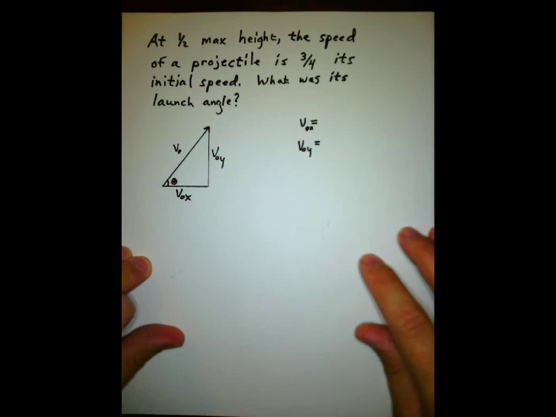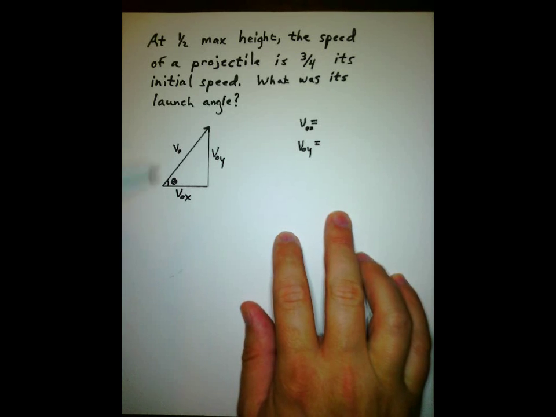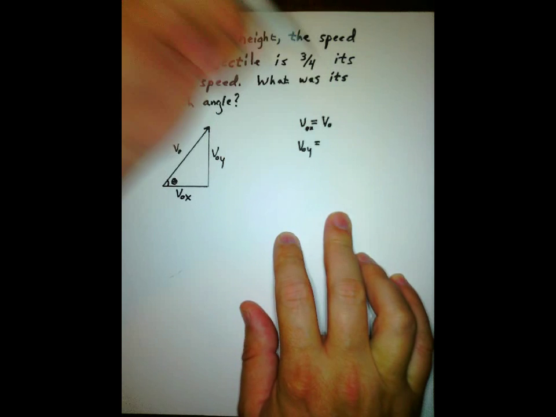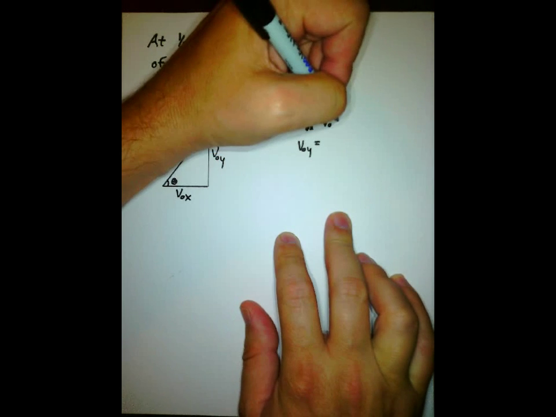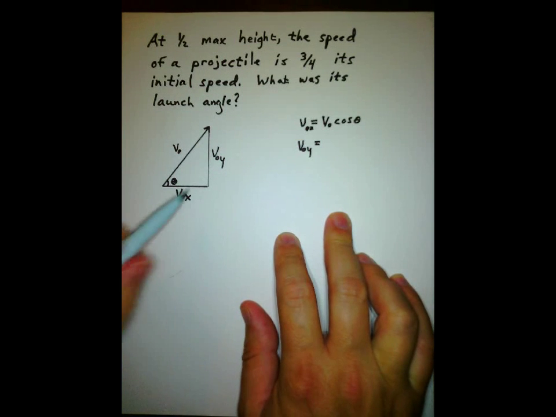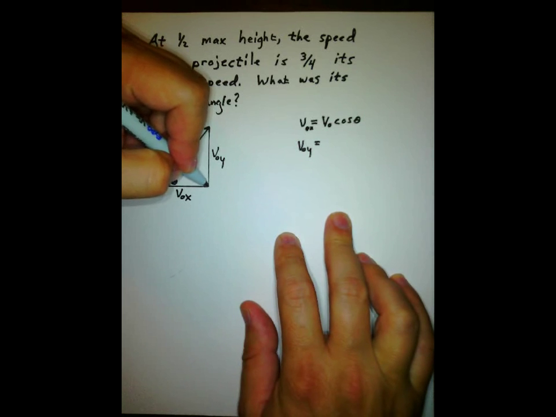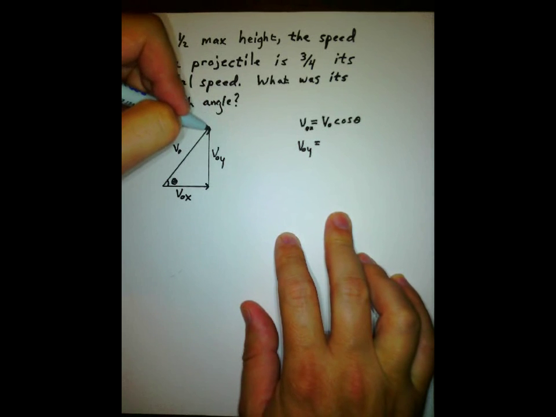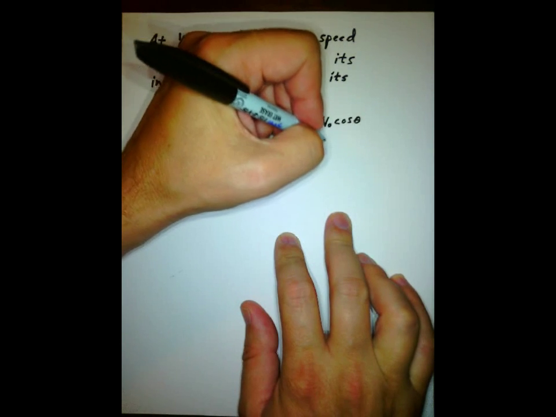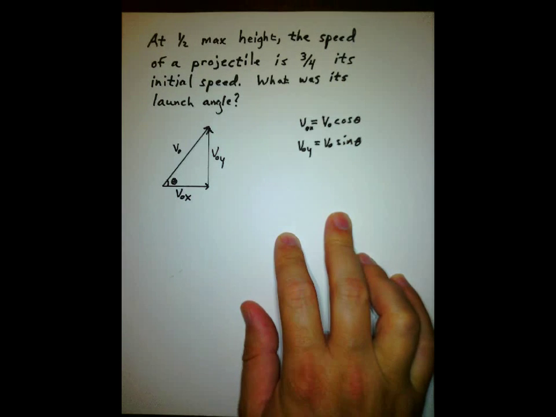From our days in trig, we know that v naught x is going to be v naught times the cosine of theta. And our vertical component, v naught y, would be v naught sine theta.